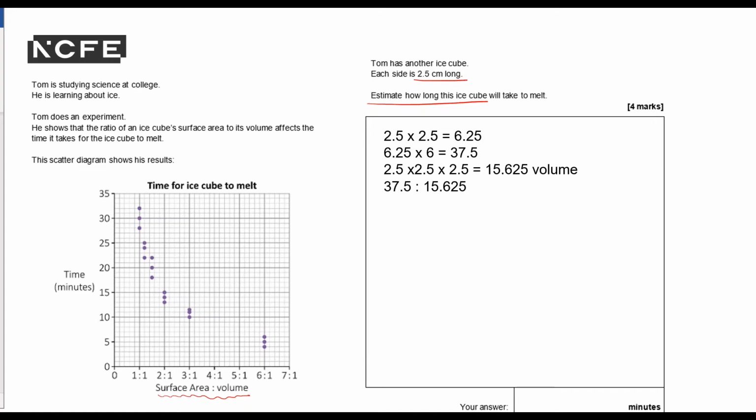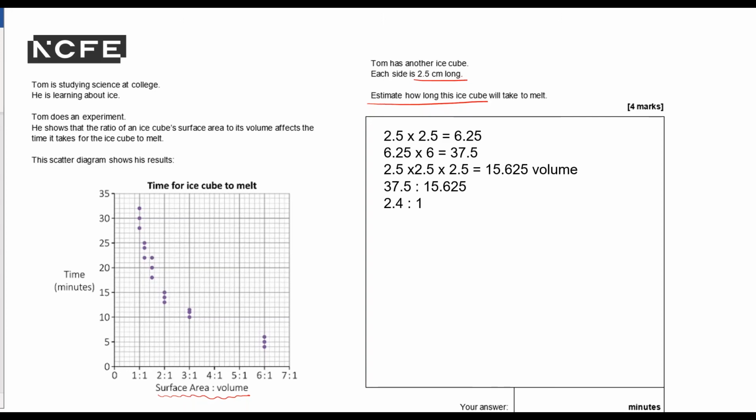Now, when it comes to a ratio, it's similar to an equation. So if I want to turn the 15.625 into a 1, then the best way to do that is to divide by 15.625 because anything divided by itself becomes 1. Now, if I'm going to divide the 15.625 by 1, then I need to do the same to the 37.5. So if I do on my calculator 37.5 divided by 15.625, I will get 2.4. So the ratio that we're looking at is 2.4 to 1. Okay, so I can see I've got 2.4 to 1. Now I can read the graph.